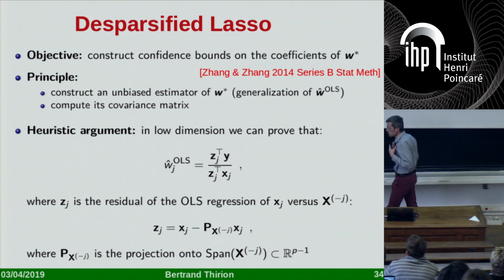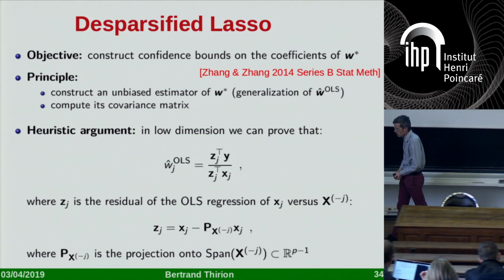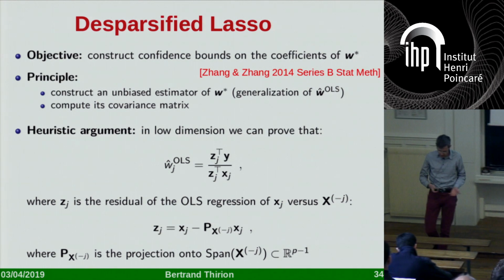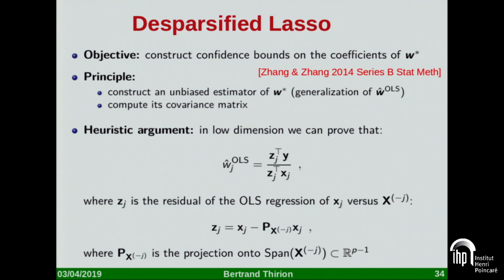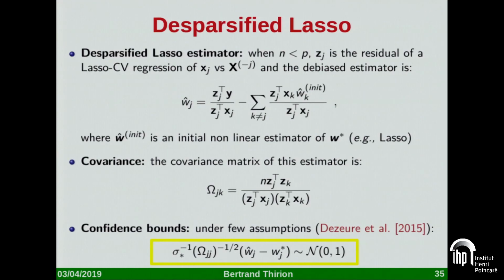So in high dimension, we just need to find a surrogate for zj that is well defined, and it's very simple. In this projection on the x minus j, you have a regression problem involved. You replace the ordinary least squares regression by a lasso regression, in which case it can run with a very large p. And you can then define zj even when p is very large. So doing that, you can obtain an estimator for the weight vector, wj hat, with zj obtained with a lasso regression for the residual estimation.